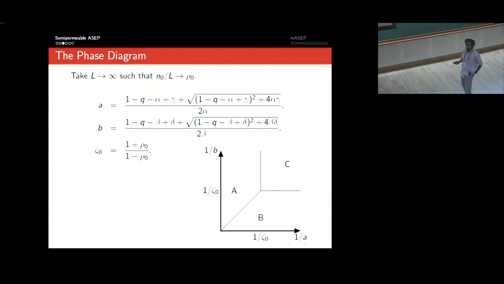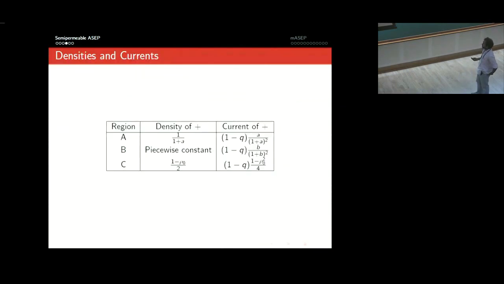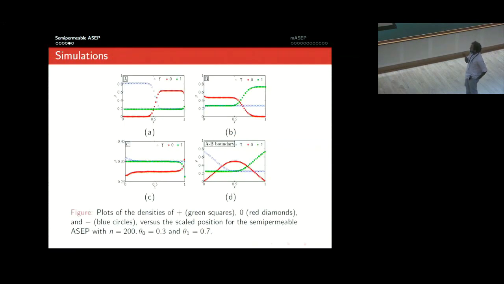Yeah? So he manages to compute all of this, and he manages to get the densities out in each of these regions. I write the densities of the pluses, but you can calculate all the densities using some symmetry arguments and some intuition. So these are simulations done by Dipankar in all these regions. So focus on the zeros. Well, the labels are a bit off. You can think of the greens as the pluses and the blues as the minuses.